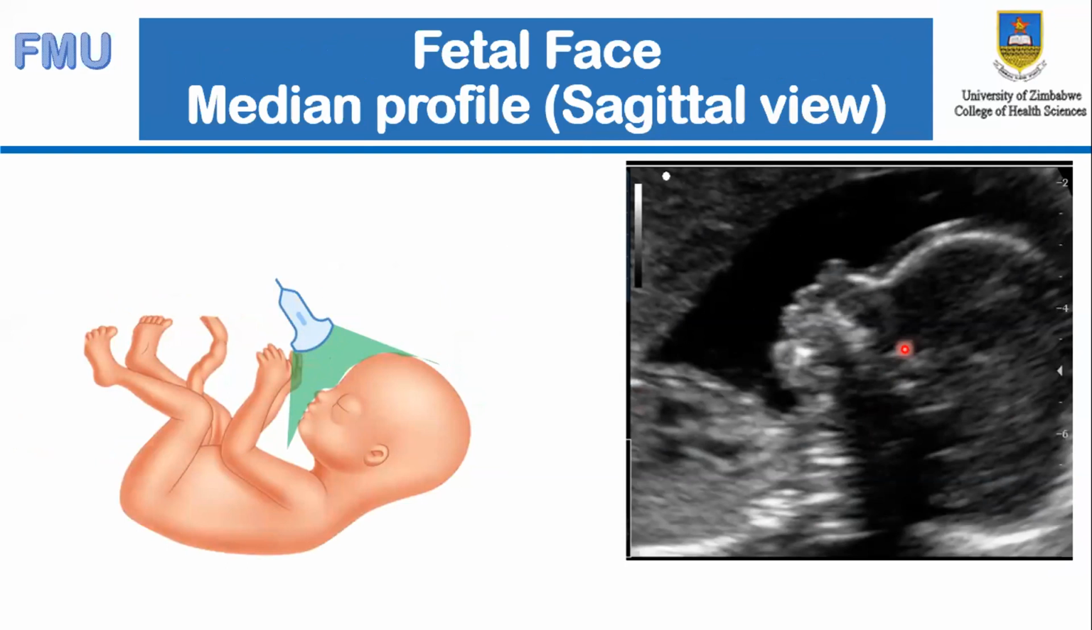So there shouldn't be any frontal bossing, neither should there be any sloping, or we shouldn't see any proboscis. Then we also want to see the nasal bone. So the nasal bone has to be present. It has to be long enough. We measure it, and it shouldn't be hypoplastic. Neither should it be flat, or should it be absent.